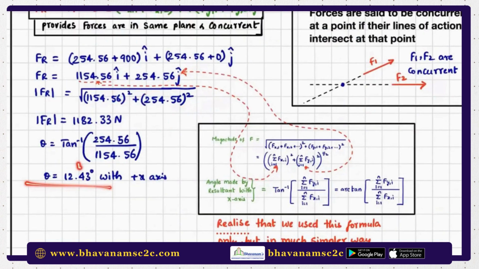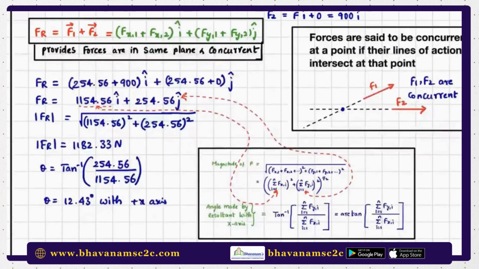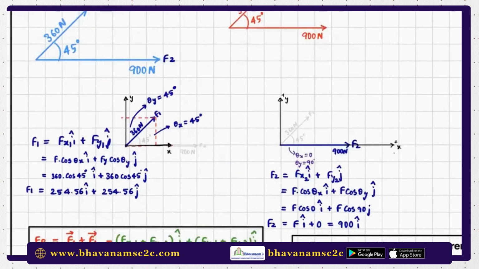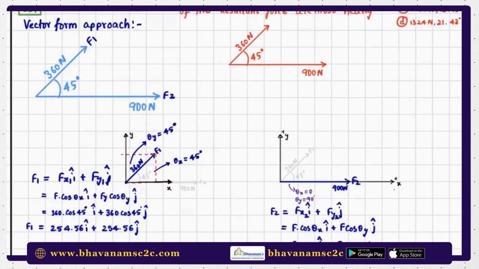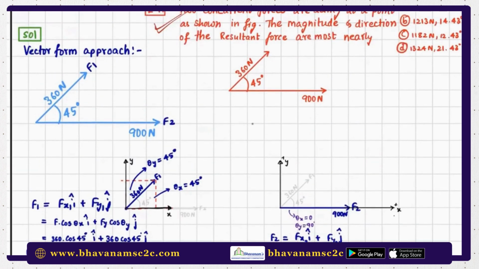You will get this angle as 12.43 degrees. So this is how the resultant is. If you want to know how this resultant looks like, you can just see this 12.43 degrees and mark it here with the x-axis. This is my x-axis. So here somewhere, mark the line like this, and it will be 12 point some degree.